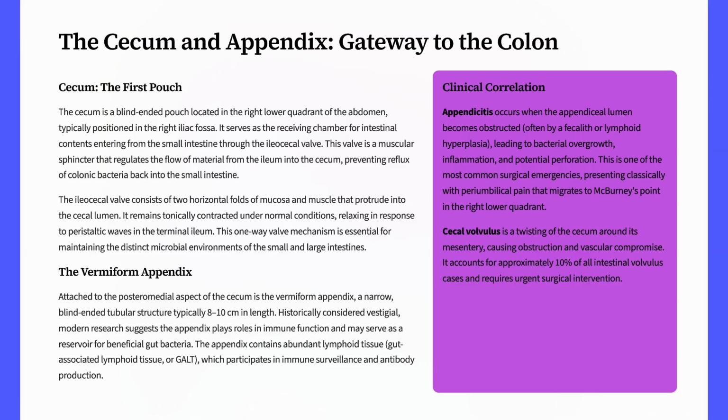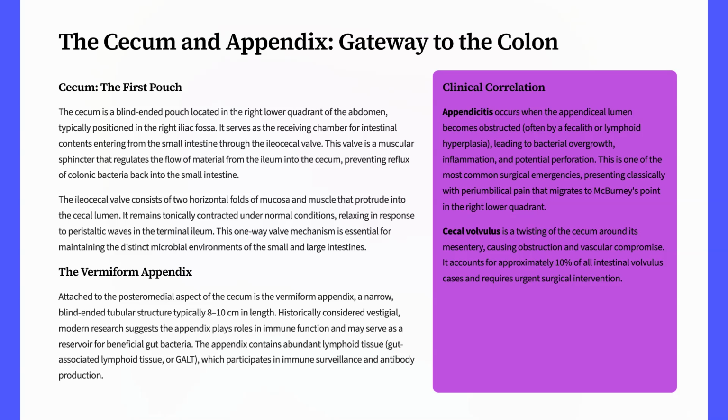The cecum and appendix deserve special attention due to their clinical significance. The cecum is a blind pouch located in the right iliac fossa, measuring about 6 centimeters in length. The ileocecal valve regulates the flow of material from the small intestine and prevents backflow. The appendix is a narrow, finger-like projection attached to the cecum, typically 8 to 10 centimeters long.